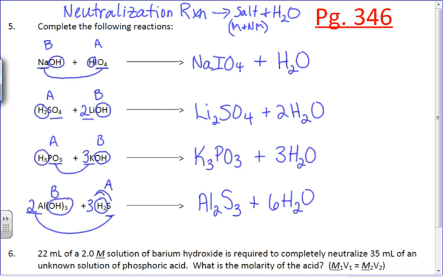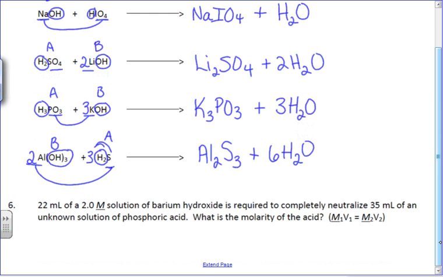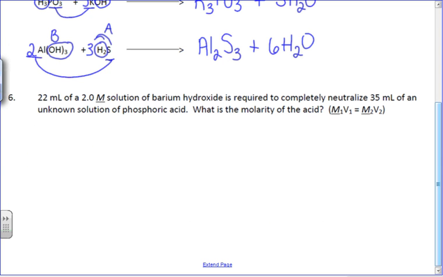Okay, for our very last problem, we have one of our M1V1 equals M2V2 problems, and we have it in the form of a titration problem. We have 22 milliliters of a 2.0 molar solution of barium hydroxide required to completely neutralize 35 milliliters of an unknown solution of phosphoric acid. And we want to know what is the molarity of the acid.